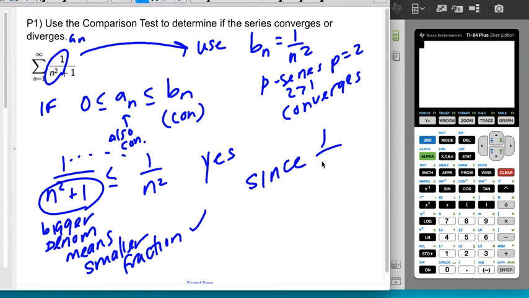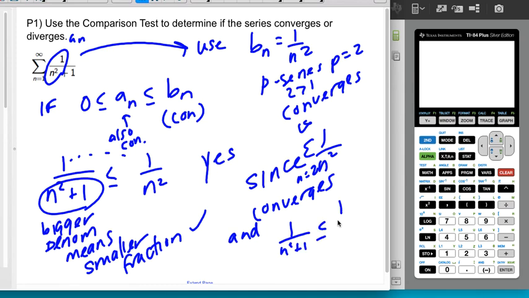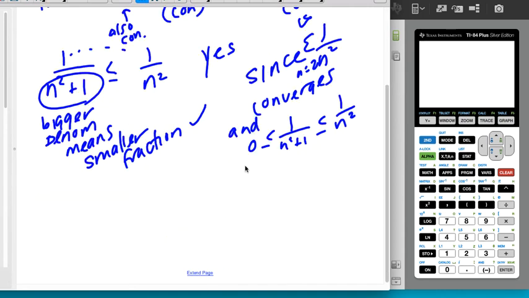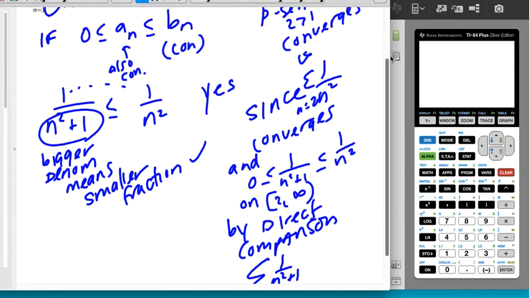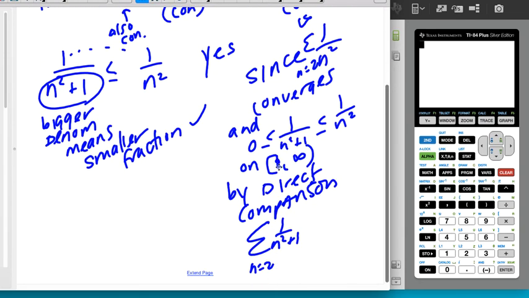since the sum from 2 to infinity of 1 over n squared converges, and 1 over n squared plus 1 is less than or equal to 1 over n squared, and both of them are positive on this window from 2 to infinity, by direct comparison, this sum from 2, I think it was 2, it might have been 1, it doesn't really matter. Oh, it's 1, fine. 1 to infinity also converges.